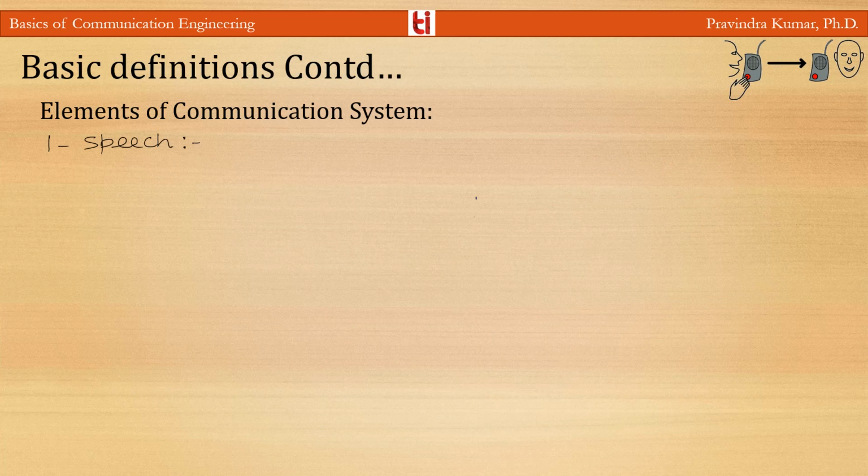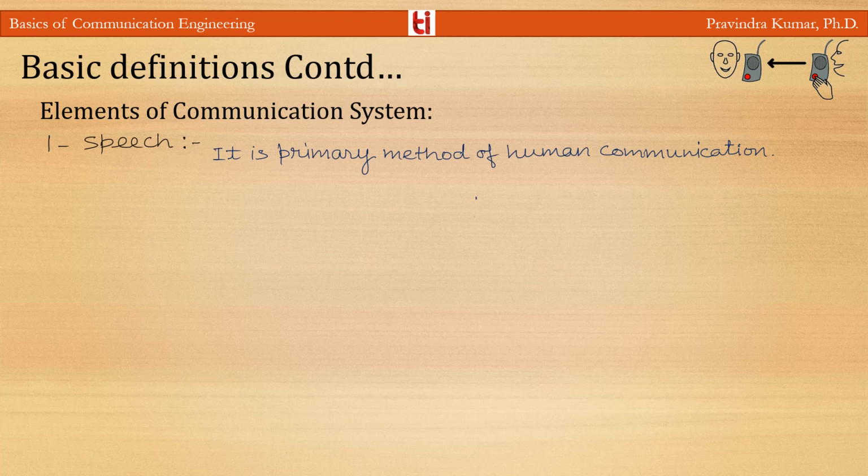First is speech. It is the primary method of human communication. Speech involves transfer of information from the speaker to the listener, and the band of frequencies considered to be essential for speech communication is 300 to 3100 hertz, and this band is used for the commercial telephonic communication system.